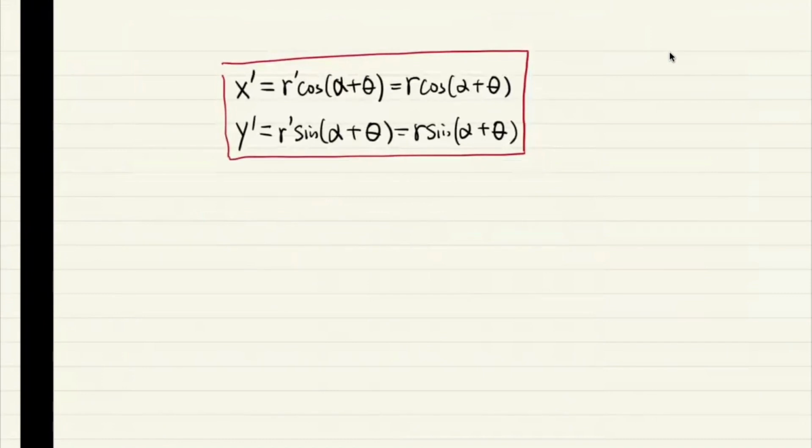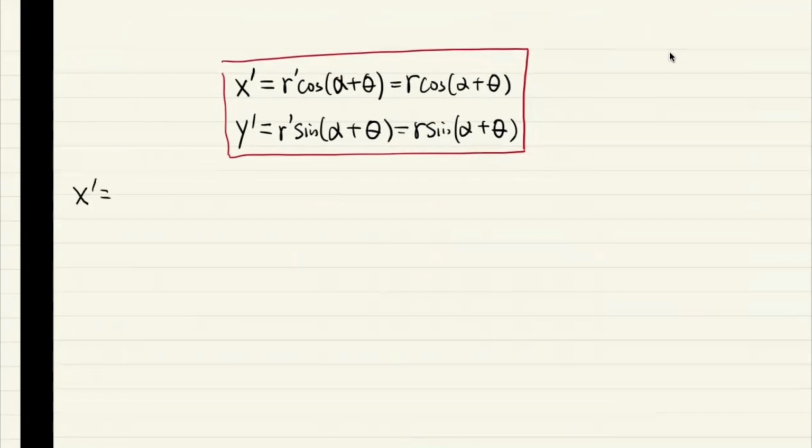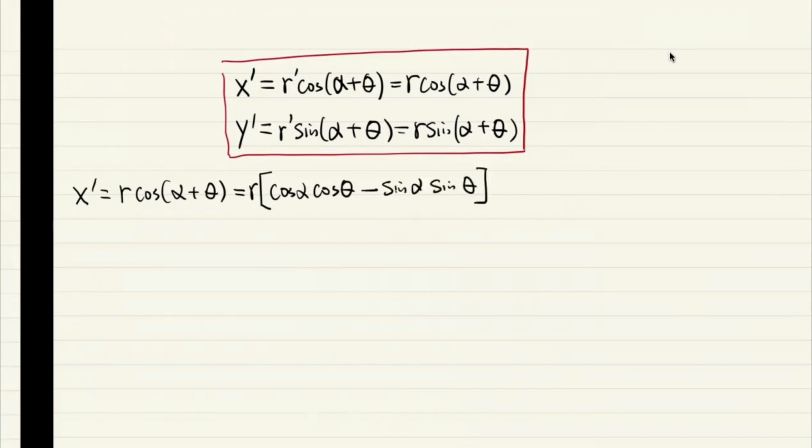So we're going to first do that for x prime. So x prime equals r cosine of alpha plus theta, and using the sum identity of cosine, we have cosine alpha cosine theta minus sine alpha sine theta. And this can be further written as cosine alpha times r cosine theta minus sine alpha times r sine theta.